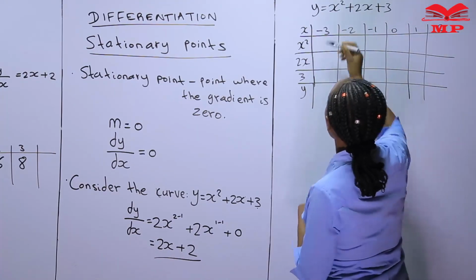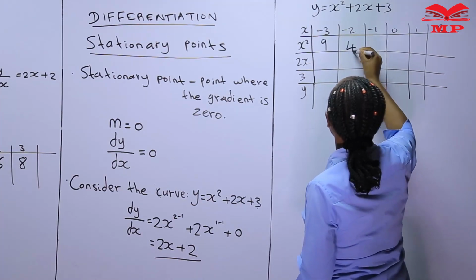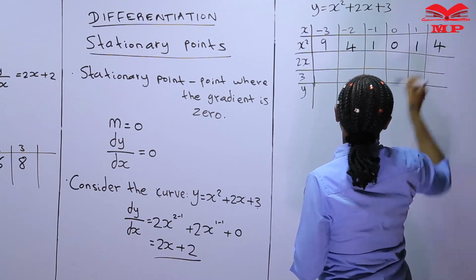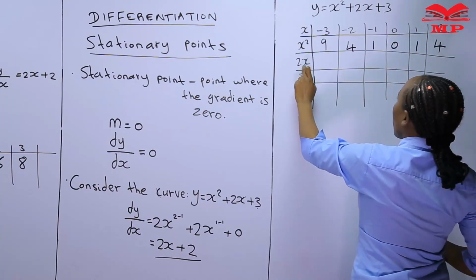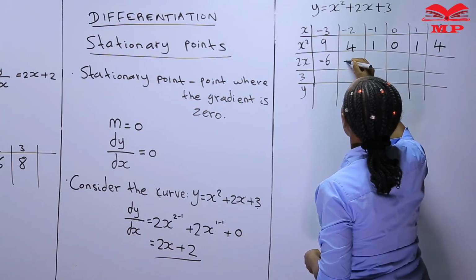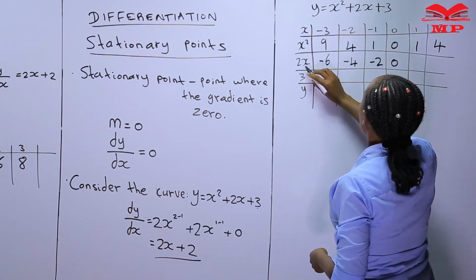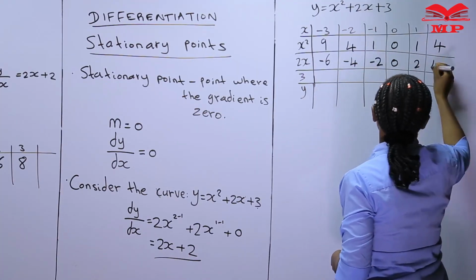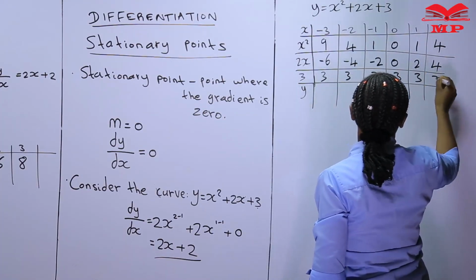So here x squared: negative 3 squared is 9, then negative 2 squared, negative 1 squared, 0 squared, 1 squared, and 2 squared. Then here we have 2x, our x is still these ones. So we have 2 times negative 3, 2 times negative 2, that is negative 4, 2 times negative 1, 2 times 0, 2 times 1, we have 2. Then 2 times 2, we have 4. Then we have 3. We are adding 3 throughout.